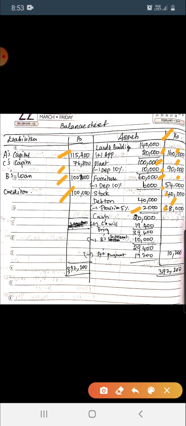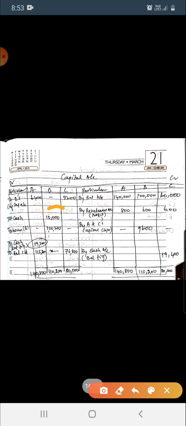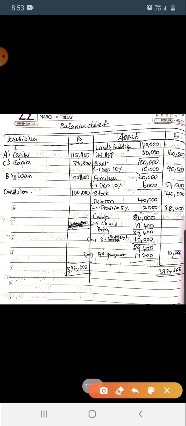Now come to the cash. Cash balance already 20,000 is given. Now C has to bring 19,400, so add C's cash, so it comes around 39,400. After that, B's settlement, so we have to give 10,000 immediately. As we have seen here, 10,000 immediately we are paying in cash. So deduct that 10,000 from the available cash balance. So 10,000 deducted, and the balance available is 19,400.